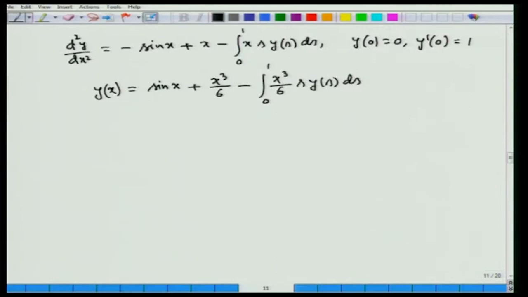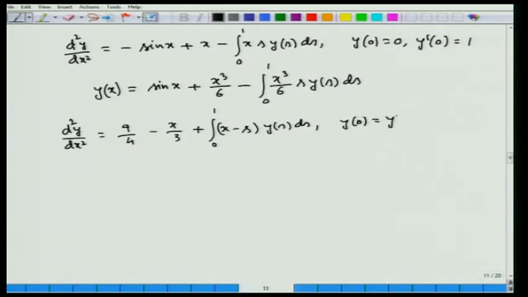And similarly, the second problem that we have solved for this kind of equations, that is d2y/dx2 is equal to 9/4 minus x/3 plus integral 0 to 1 (x minus s) y(s) ds, with y(0) equal to y dot(0) equal to 0.